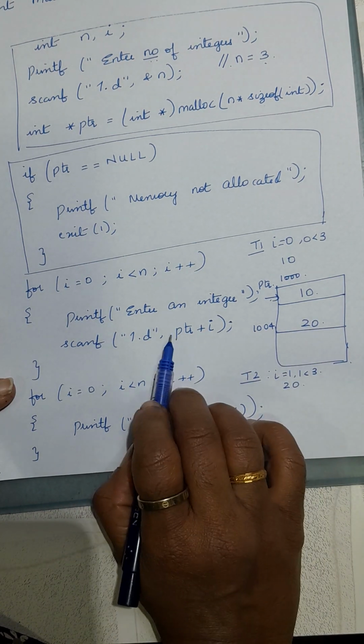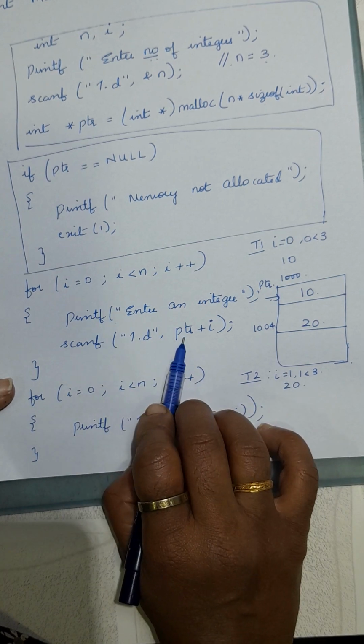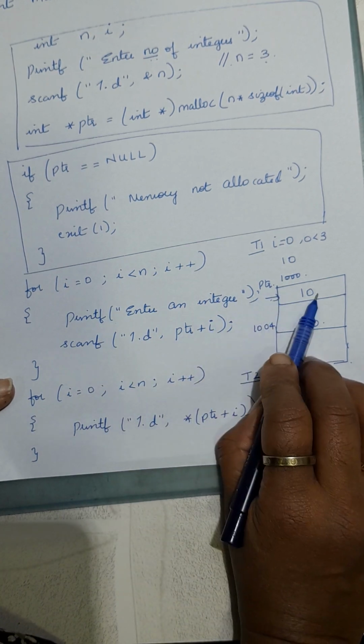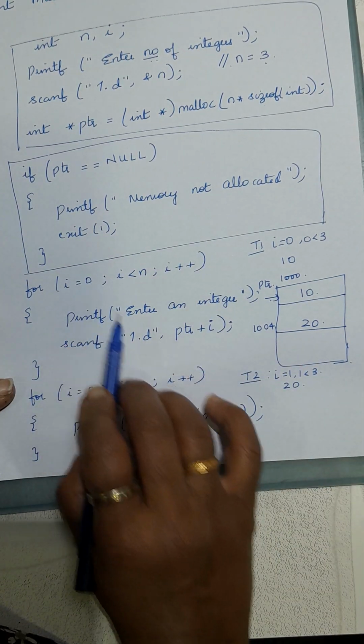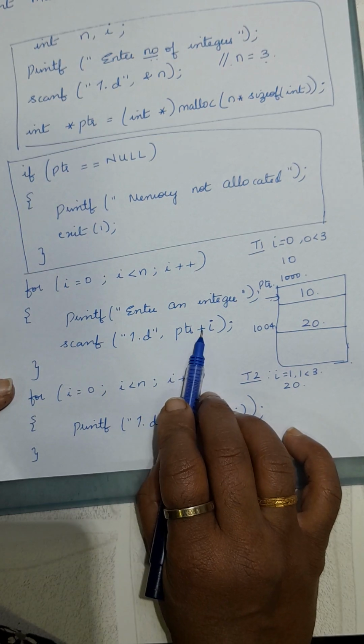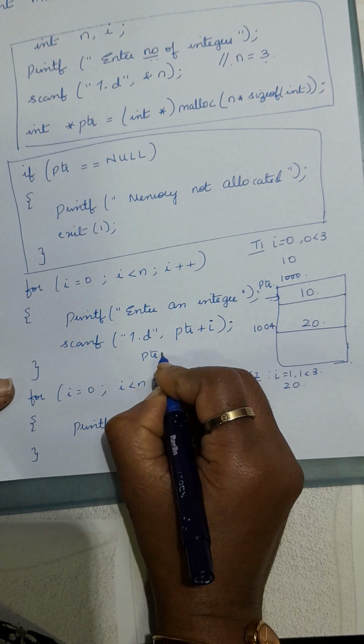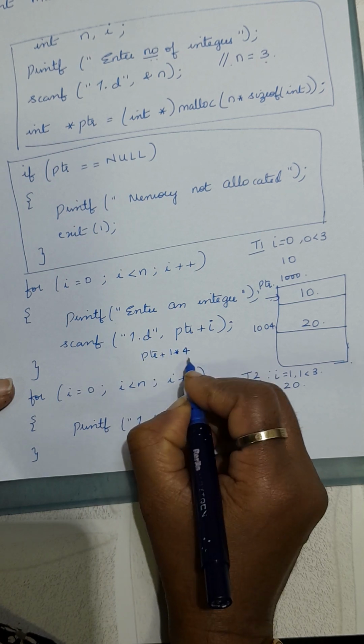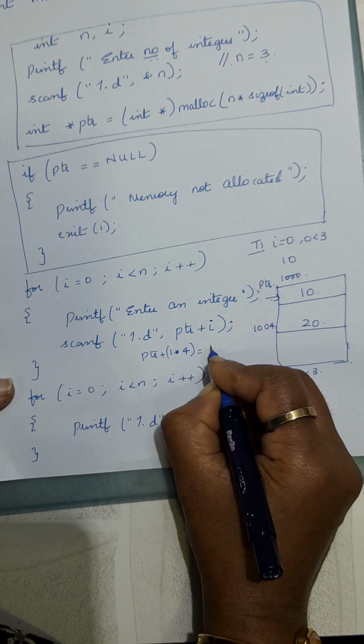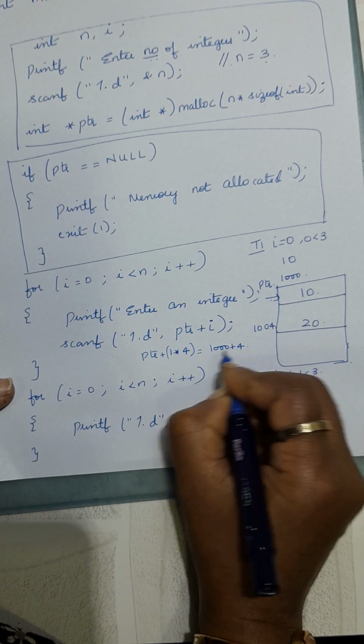You got it? So when i is equal to 0, it will be address 1000 plus 0. At address 1000, 10 will be stored. When i is equal to 1, it will be ptr plus 1 into 4. ptr plus 1 into, if size of integer is 4, then that is nothing but 1000 plus 4, 1004.